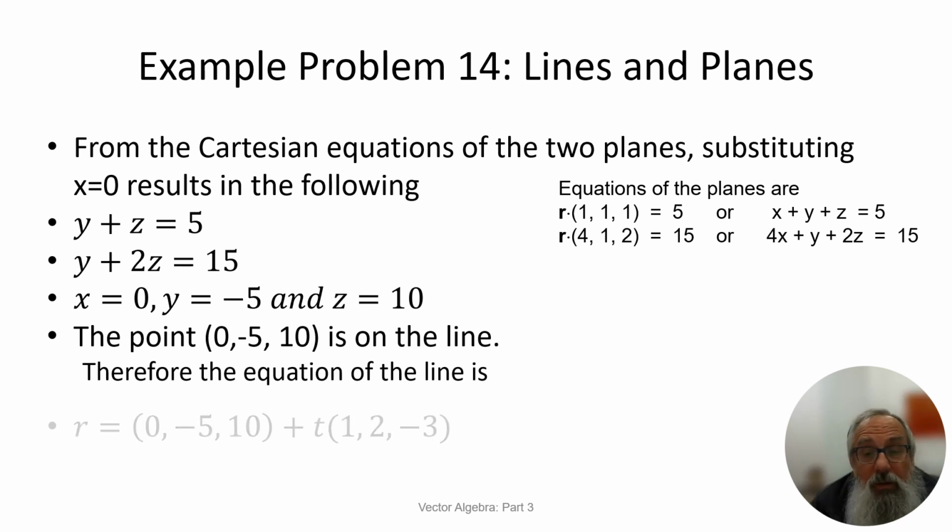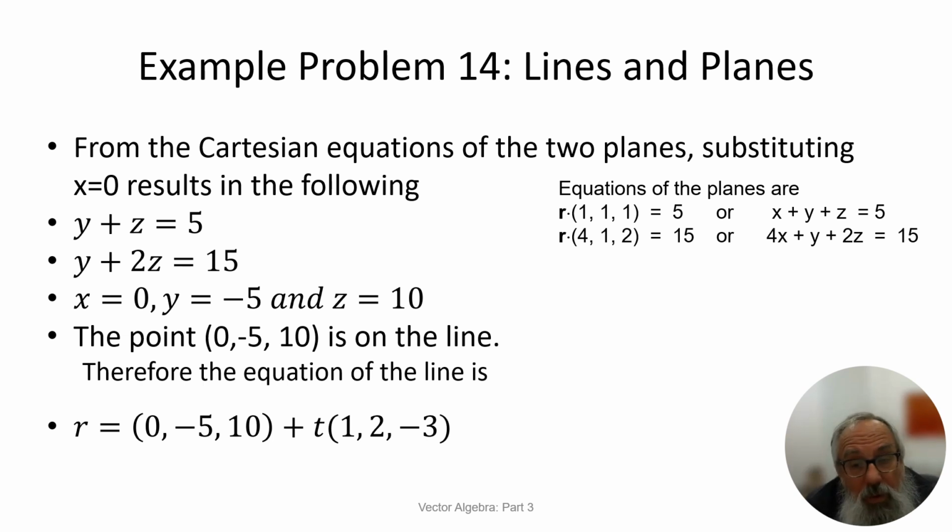Therefore, the equation of the line is (0, -5, 10) plus t times the vector that we just got from the cross product of the two normals. So that's the equation of the line of the intersection of two planes.